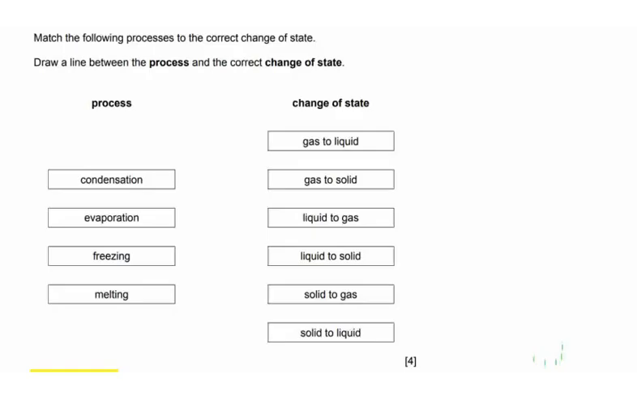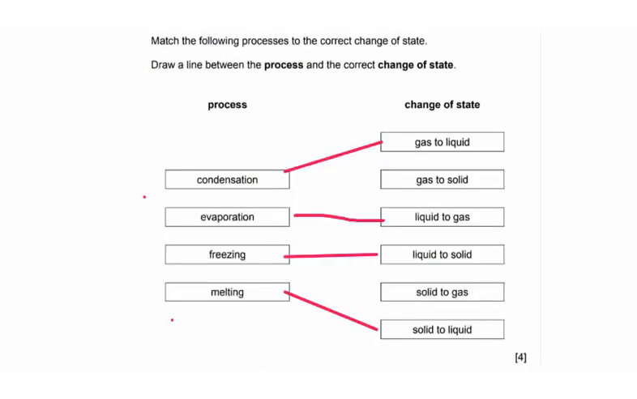Next question. Match the following processes to the correct change of state. Draw a line between the process and the correct change of state. 10 seconds from now. Well, here's the answer. Condensation is change of gas to liquid. Evaporation is from liquid to gas. Freezing is from liquid to solid. And melting is the process from solid to liquid.